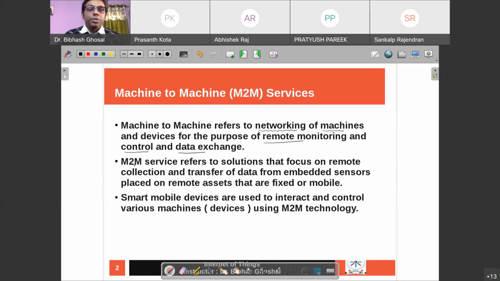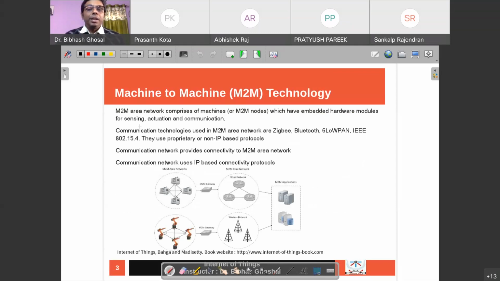Okay, so as you see, the service is basically focused towards remote collection and transfer of data from embedded sensors that are fixed or mobile. So you have smart mobile devices which are used to interact using various M2M technologies. So what basically is M2M? It's a network that comprises machines which have embedded hardware for sensing, actuation, and communication. This is the basic idea.